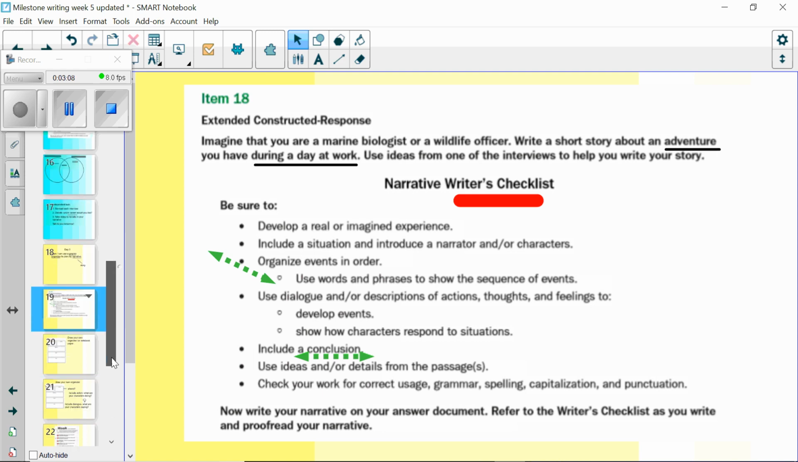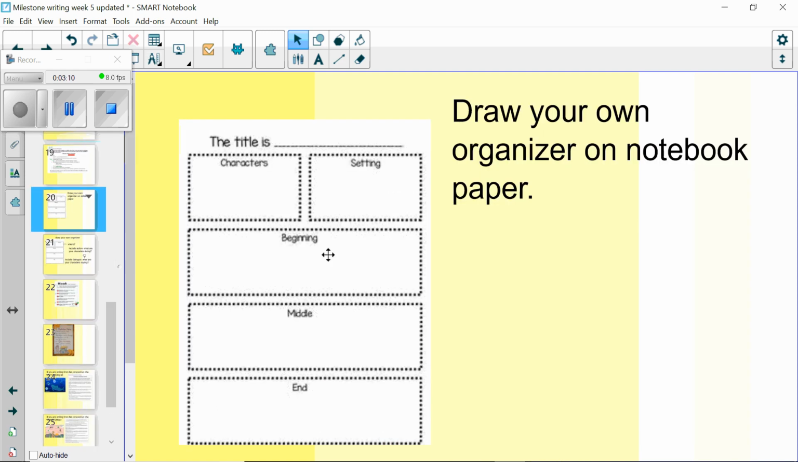So like I mentioned earlier, organizers help you organize your thoughts. So I want you to draw this on your notebook paper. I want you to divide your paper, have a section for characters, have a section for setting, where the story takes place, and then have 3 sections, a beginning, a middle, and the end. Each story has a beginning, a middle, and an end. So go ahead, you can pause the video, and I want you to draw this on notebook paper. This is your task for today, is getting this organized.